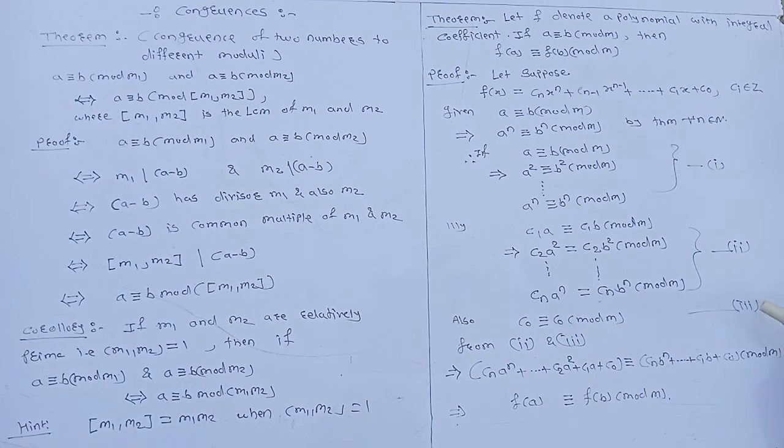Now from the second and third, adding these, you will get cn A raised to power n plus and so on up to c2 A square plus c1 A plus c0 congruent to cn B raised to power n plus and so on up to c0 mod M, by this theorem. So this implies f of A, which you denote by f of A, is congruent to f of B mod M, where f of A is equal to this and f of B is equal to this. Hence the theorem is proved.